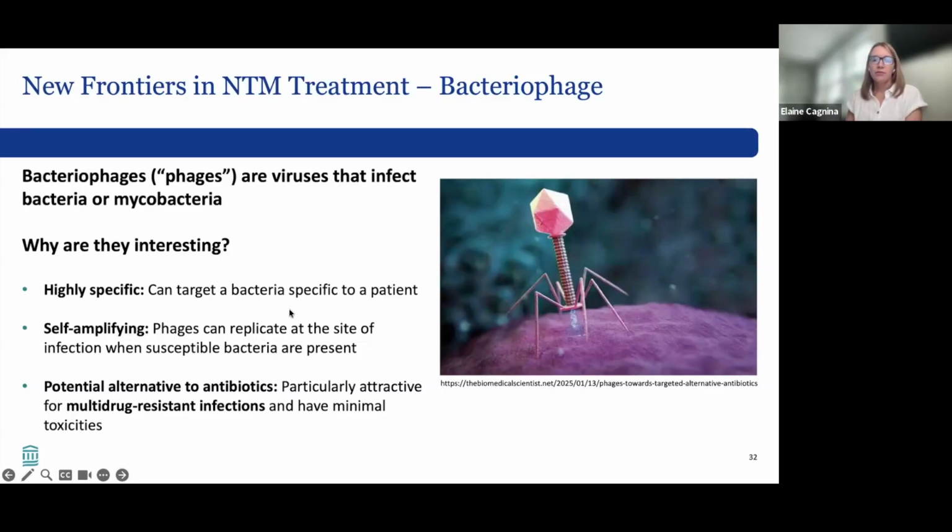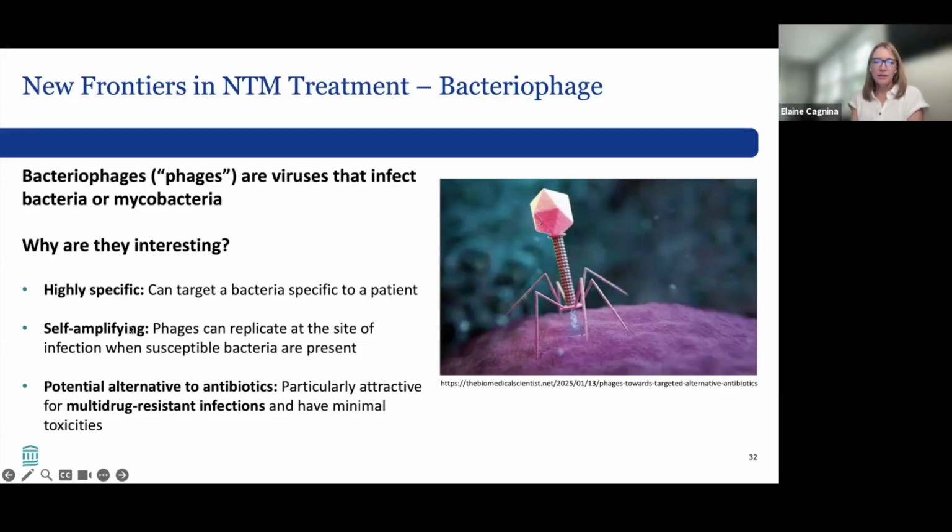Why are they interesting? They are very highly specific, so you can target a bacteria specific to a patient. For a single patient's isolate, you can find a phage that is specific to that. They are self-amplifying, so phages can replicate at the site of infection when susceptible bacteria are present, which makes them even more effective. And they are particularly attractive for multi-drug resistant infections because they are very highly specific for that infection and have minimal toxicities.